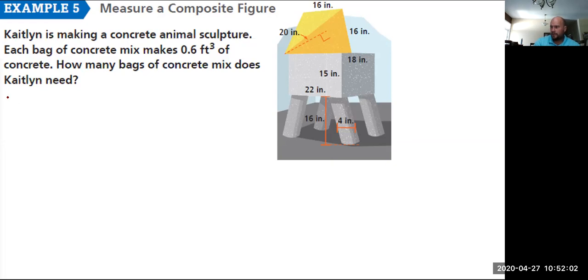The first one is the head, which is a pyramid. So for the head, the volume would be equal to 1/3 base area times height, which it looks like a square pyramid since those are both the same length. So 1/3 times 16 times 16, or 16 squared, times a height of 20. That's going to be for our head.